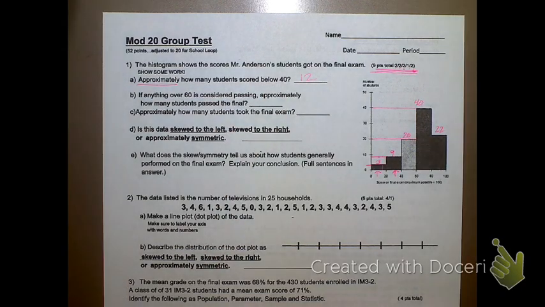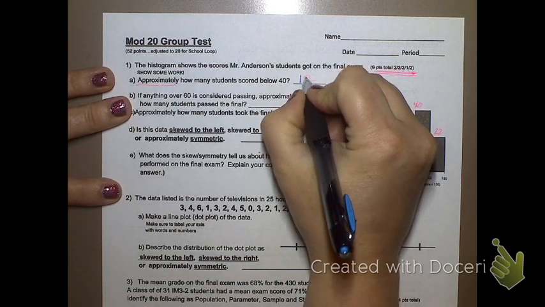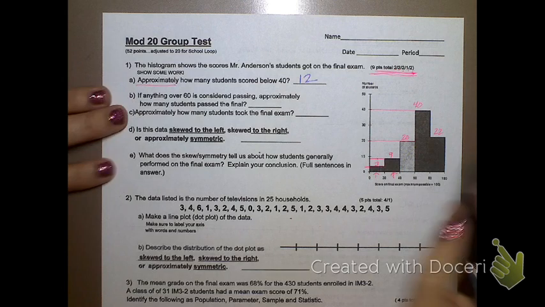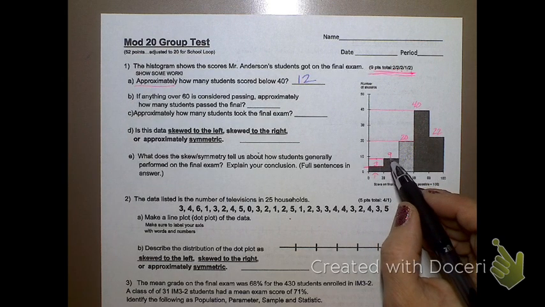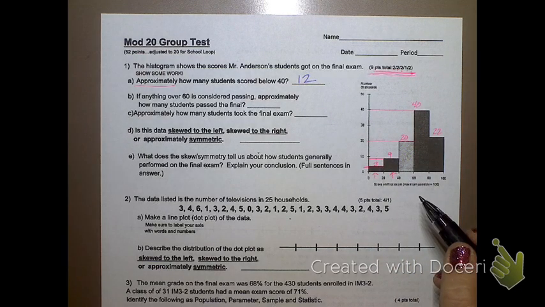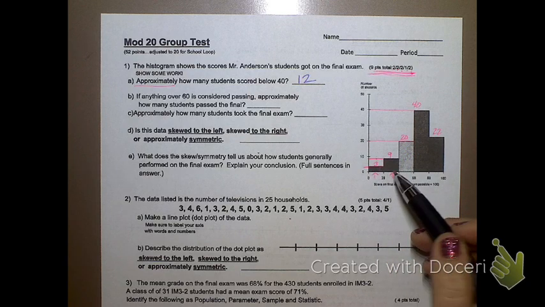This pen's hard to see, isn't it? 12. There we go. That's a little better. 12 or 13 is what I have on my key. There were some people that put 15. I'm like, how do you figure that's 15? Well, you just kind of assumed that this was 10 and this was half of that, so it was 5. Be a little more precise than that, please.